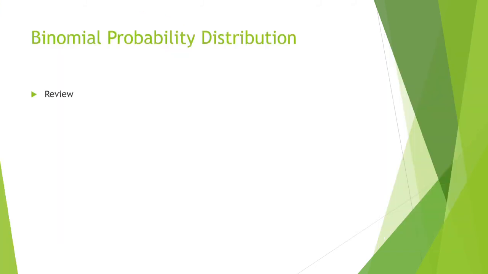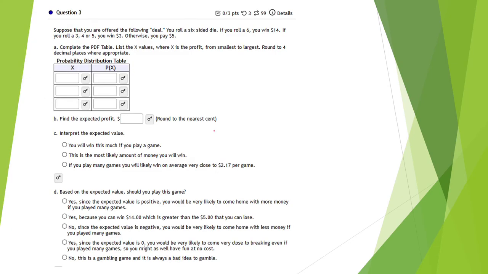Let's go over some homework questions from binomial probability distribution. For question number 3, suppose that you're offered the following deal. You roll a 6-sided die. If you roll a 6, you win $14. If you roll a 3, 4, or 5, you win $3. Otherwise, you pay $5. So that means you lose $5. Complete the PDF table. List the X values where X is the profit from smallest to largest. Round to 4 decimal places where appropriate.